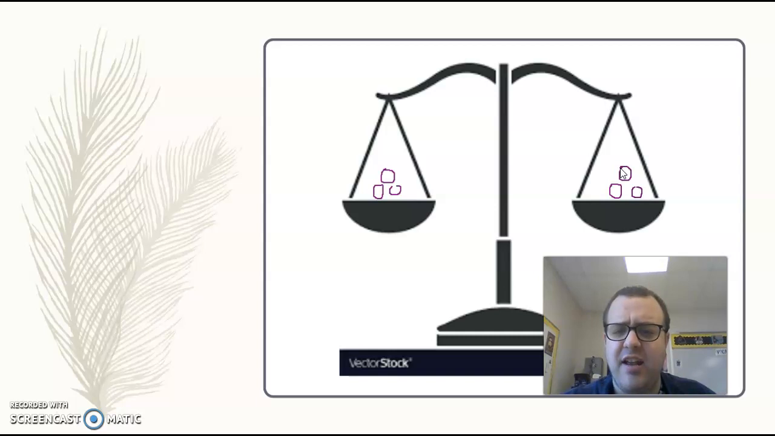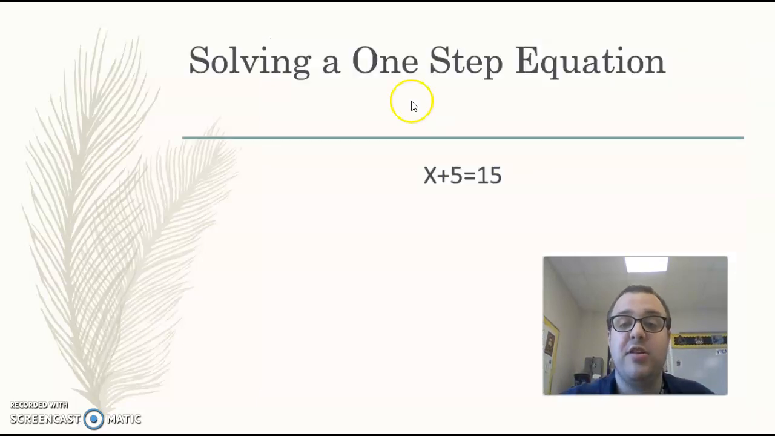This sounds like common sense. You're probably looking at this going, yeah, Mr. Guy, I can understand that. I can get that. Well, that's what we're going to be doing mathematically when we go to solve these equations. Whatever we do to one side, we want to do to the other to keep them balanced. We do it to one side, we do it to the other, okay? So let's look at an example here.